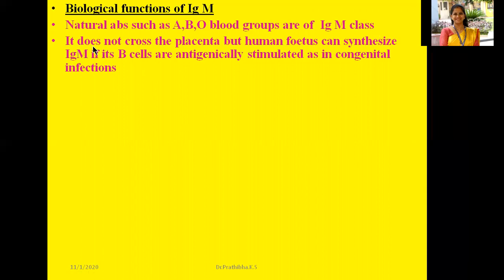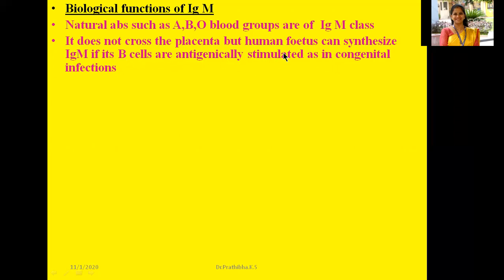This IgM immunoglobulin molecule does not cross the placenta, but the human fetus can synthesize IgM if its B cells are antigenically stimulated, as in congenital infection. Congenital means that is by birth. Okay, by birth only that particular newborn baby, in the fetal condition, if it gets any kind of infection, that time B lymphocytes will get triggered by the infection and start producing the IgM immunoglobulin molecule.